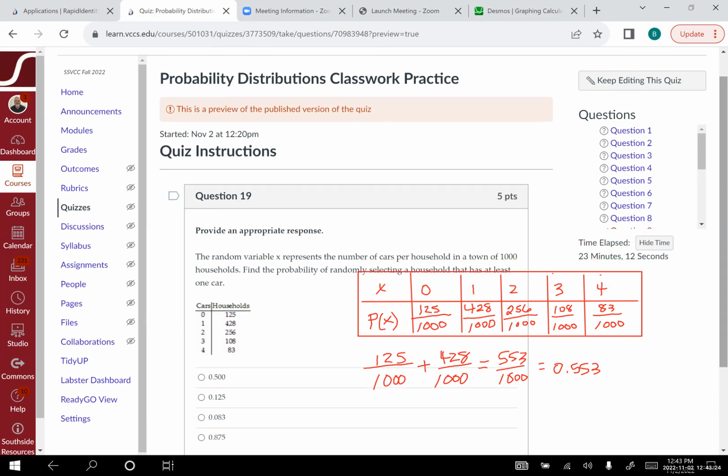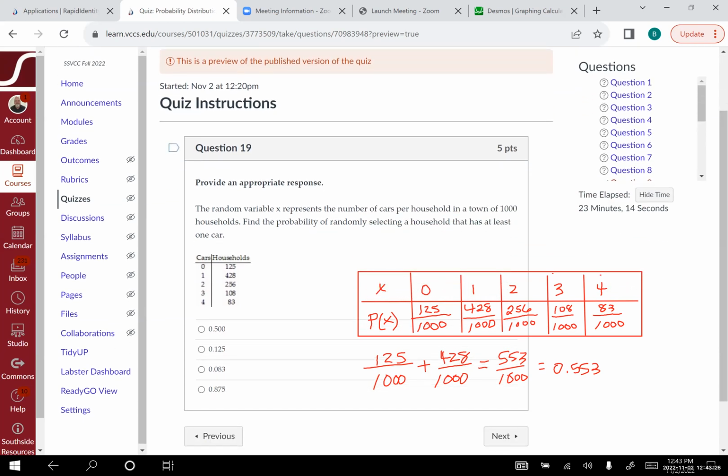Okay. Fortunately, I left my distribution up here because this has the same data. Oh, wow. Easy for us. Lucky for a change, right?